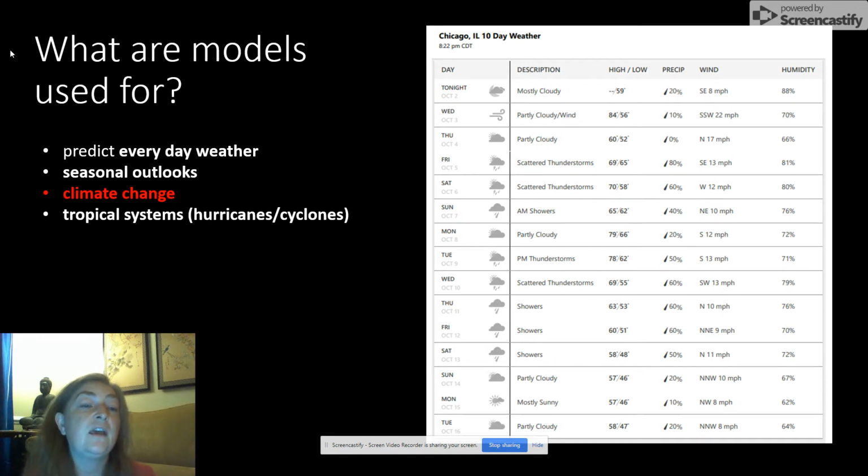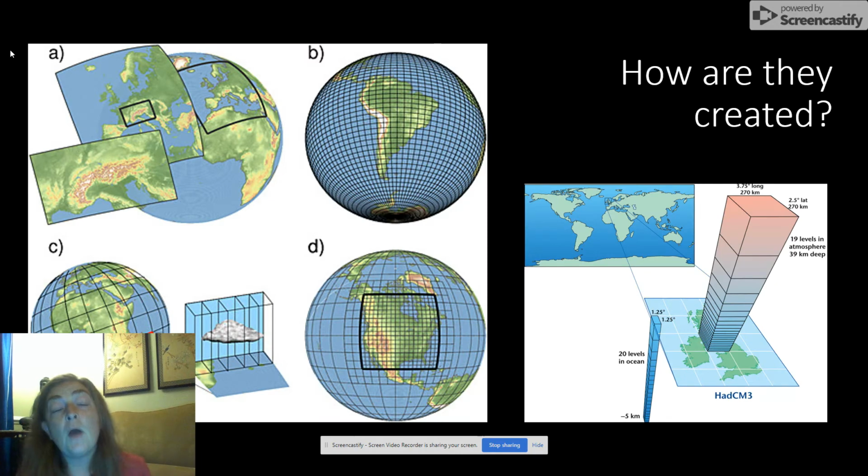A lot of people will say, oh, well, we don't have evidence. We do have evidence because we can compare the models to the observed conditions. And then the last thing is that we can predict what tropical systems are going to do, like hurricanes, for instance. And so, how are they created? So, models are a series of very complicated math problems, basically. And the information that we use for those math problems we gather from various sources in a grid pattern.